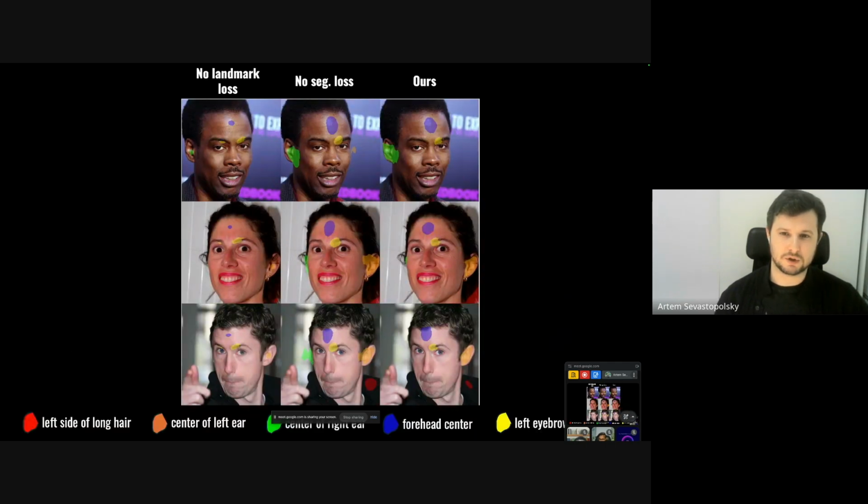Here we make an ablation study. So if you remember, I mentioned these two regularizations, landmark loss and segmentation loss, which help make the space interpretable and static. And we show that if we disable those, then, for example, region finding becomes more problematic. And you can see, especially if you consider the forehead center region without landmark loss, then it becomes too small, or the ear region.